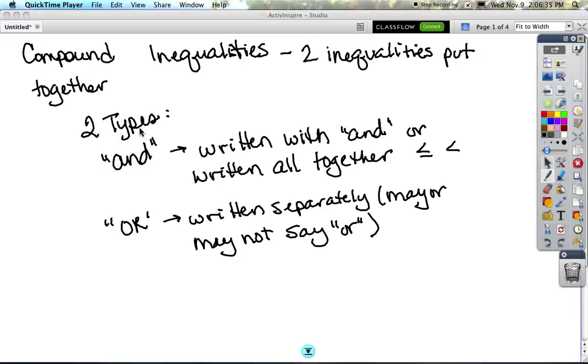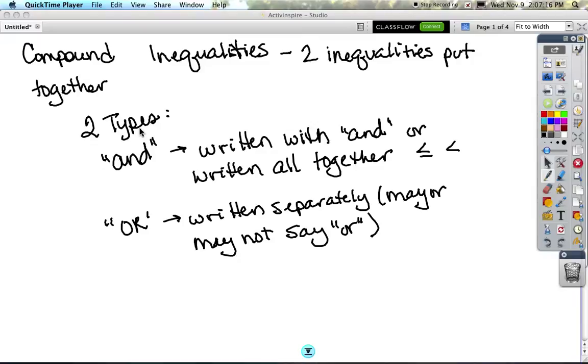There are two types of compound inequalities: your ands, and your ors. Okay? Ands are sometimes written with the word and, so it's got two separate inequalities and the word and in the middle. I'm going to show you an example in a minute. Most of the time, they're written together. A lot of times you'll see them as less thans. You'll hear your math teachers, particularly your high school math teachers, say less than and, greater or.